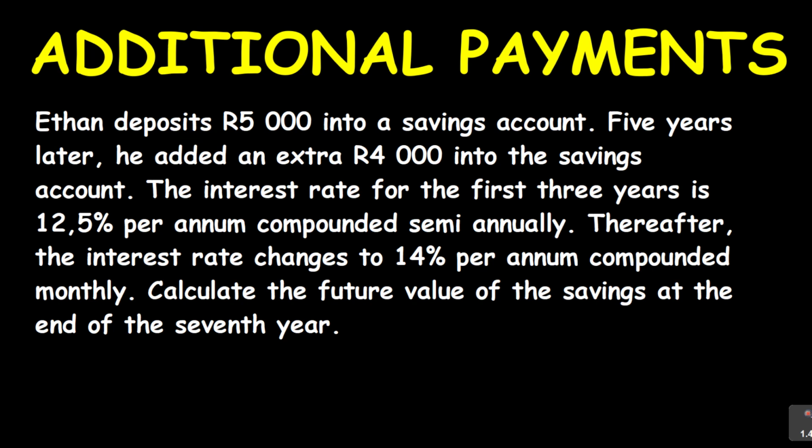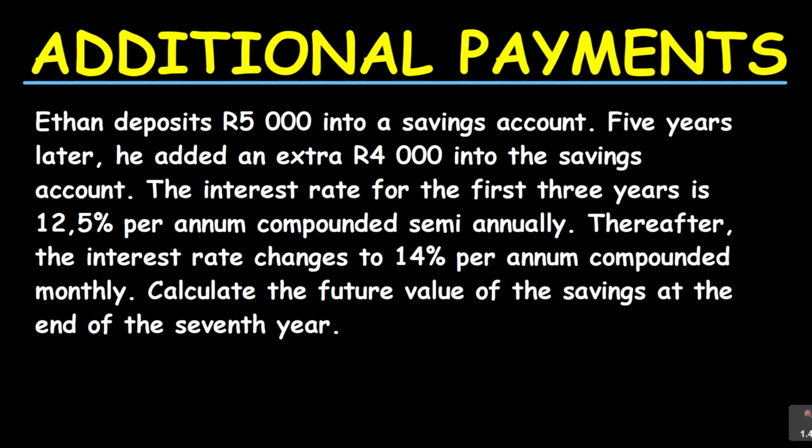So let's look at this. As I say, this is a calculation involving additional payments. When we are talking about additional payments, how do you approach these in your financial maths? Let's look at this example just to bring everything into perspective. It says Ethan. I used this name because that's my second born, my boy, he's called Ethan. So Ethan deposits 5,000 into a savings account.